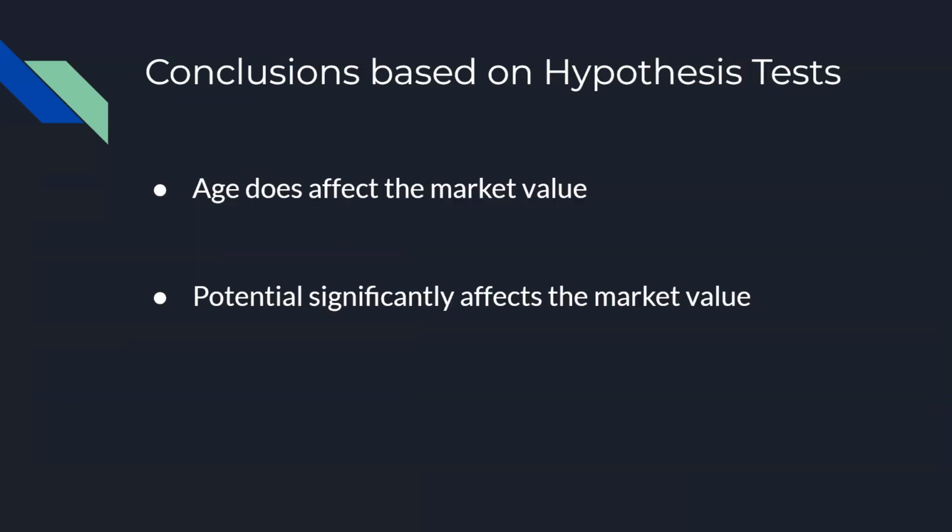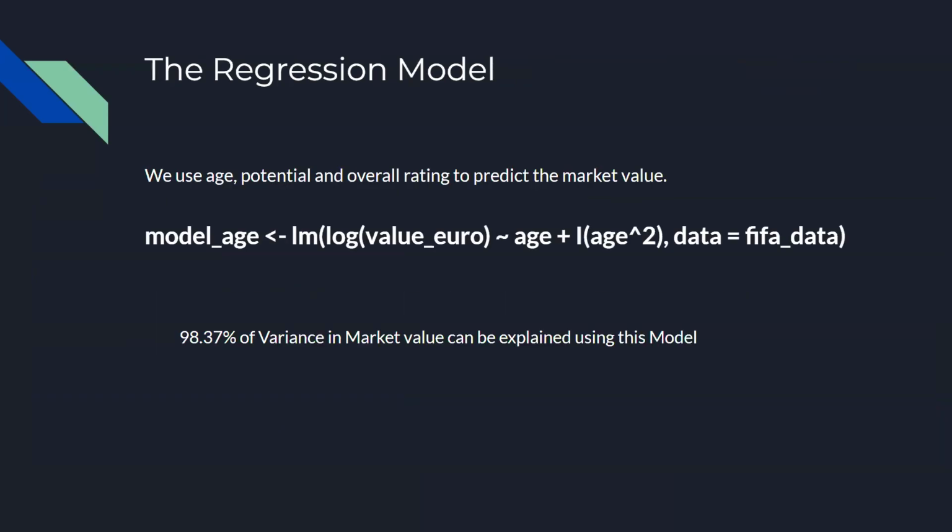So based on these hypothesis tests, we can conclude that age does affect the market value, and potential also significantly affects the market value. So we created this regression model, where we take the value in euros and the age to determine the total potential of the players.